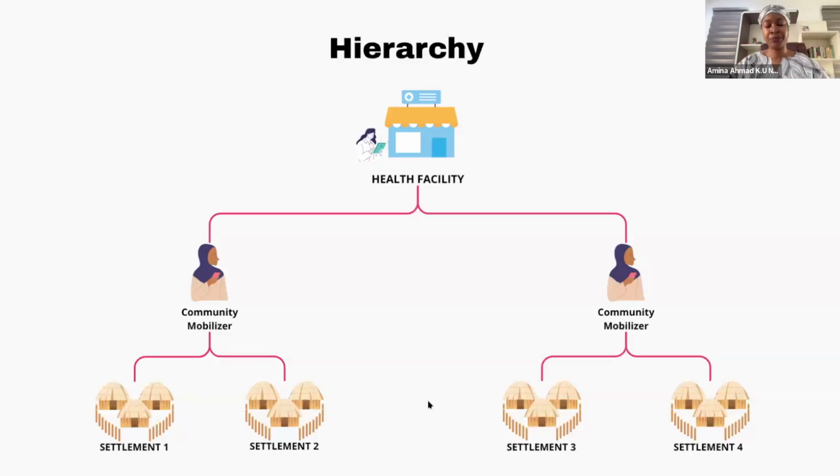So this is the hierarchy, the mapping we have done for the users of the platform. Starting from bottom up, we have settlements that are mapped to community mobilizers. A community mobilizer might have one or two or even more settlements, but regardless of the number of settlements, there is a mapping to the responsible community mobilizer. And then a health facility also will have community mobilizers attached to them. So this is how it looks like. The settlement, community mobilizer, health facility.